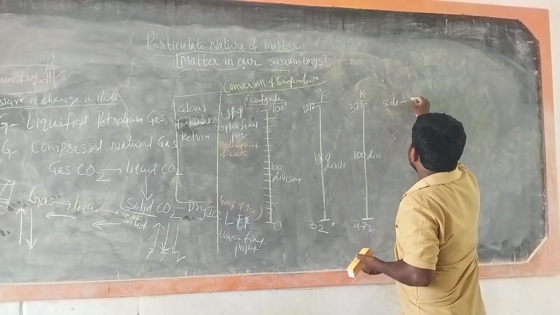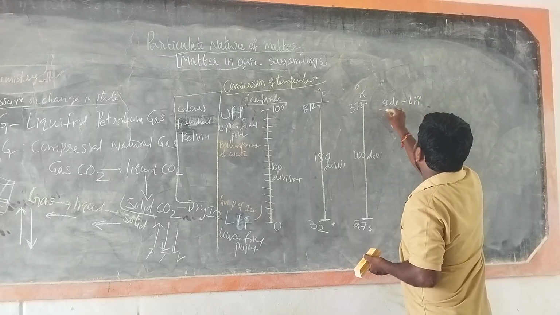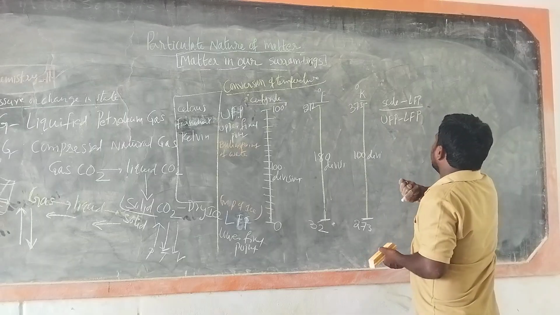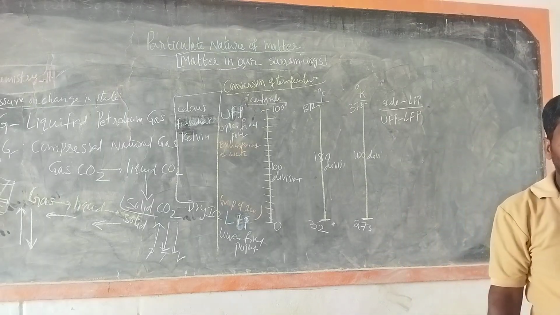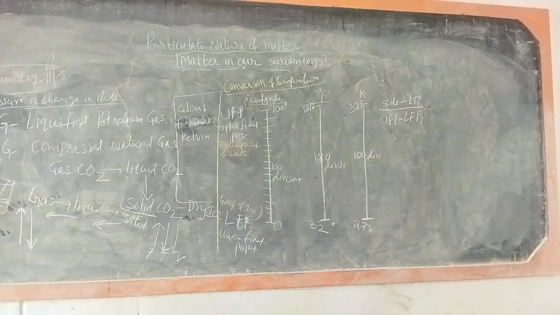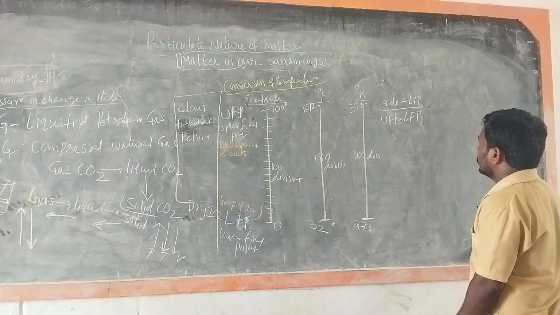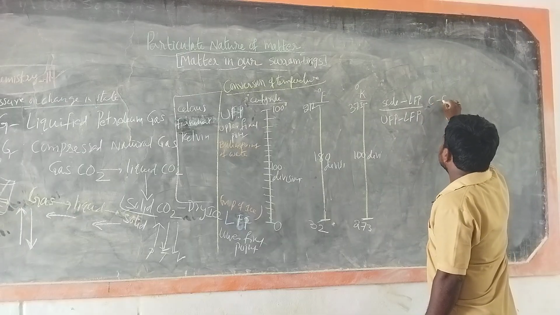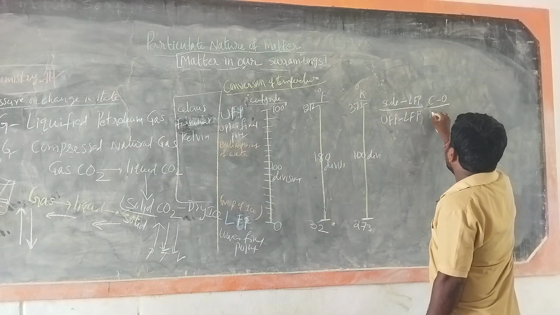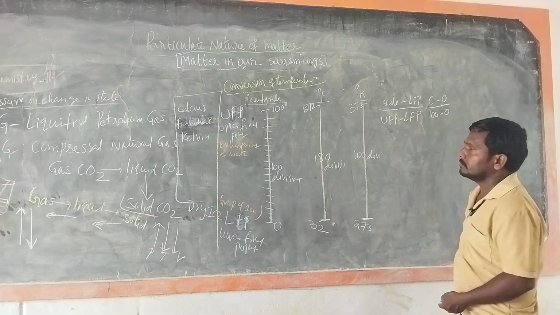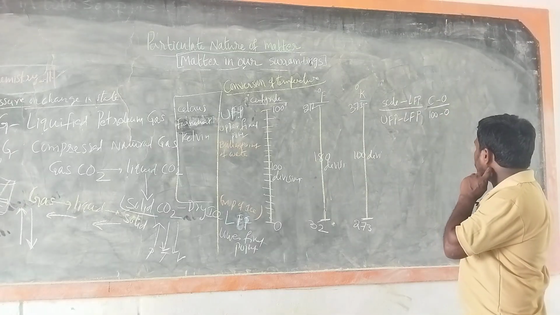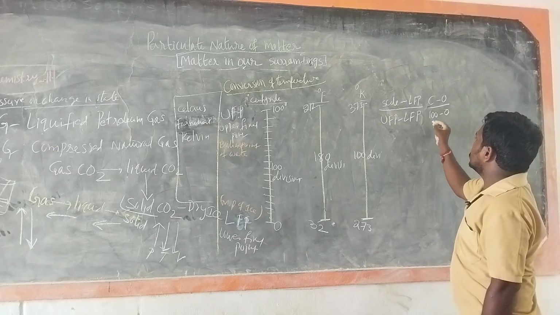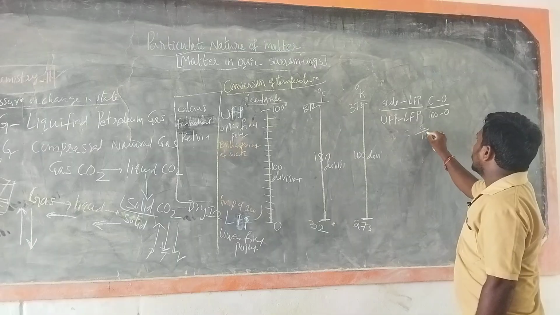Scale minus lower fixed point by upper fixed point minus lower fixed point. In case of degree Celsius, C minus 0 by 100 minus 0. That is equal to C by 100.